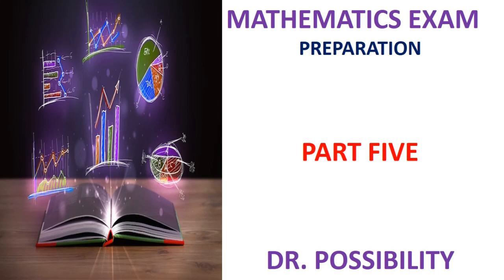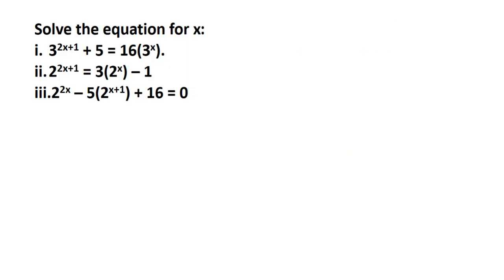In this tutorial, I'm just going to do my mathematics exam preparation part 5. So let's quickly look at some few exam questions from different topics. So the first question is: solve the equation for x, whereby the first one we have been given 3 to the power 2x plus 1, plus 5 is equal to 16 times 3 to the power x. So let me quickly write my solution.